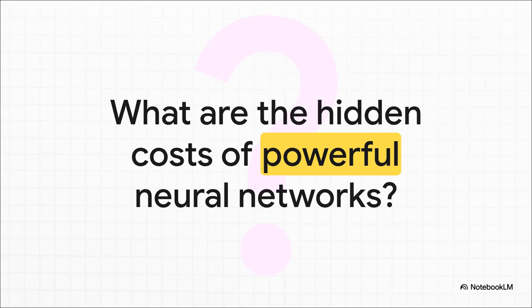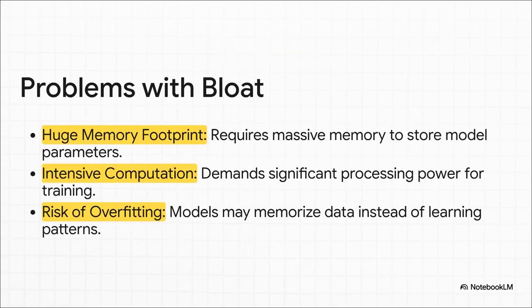So what's the price we pay for all that power? What are the hidden costs that come with these giant models? Well, it really boils down to three big problems. First, you need a huge amount of memory just to store the thing. Second, training it takes an unbelievable amount of computer power and time. And third, and this one's really tricky, you run the risk of what's called overfitting.